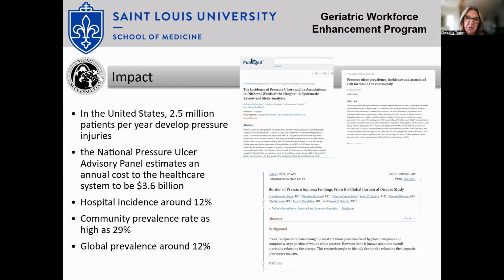Community prevalence, so that would include both the new and existing cases out in the community, can be as high as almost 30%. And globally, this is found to be around 12%. Other studies found long-term care prevalence to be between 12 to 50%, depending on what home. So still kind of falling into those categories.